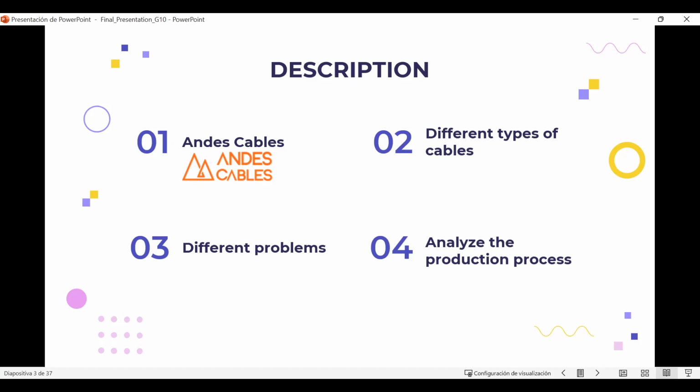For these reasons, we seek to analyze the production process and storage management, using a flexible manufacturing system to reduce downtime and improve the way in which storage is performed.